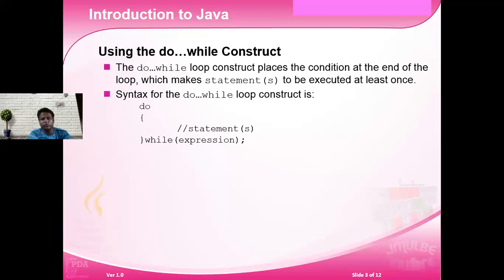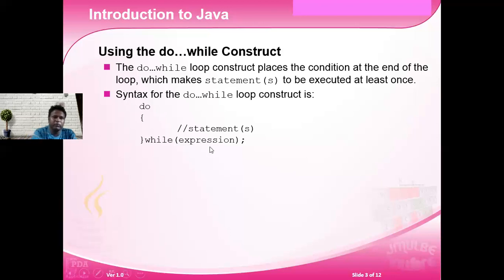The next is the do while loop. The do while loop construct places the condition at the end of the loop. Means first your statement is executed, then your condition is checked. First your statement is executed, and after that your condition is evaluated.